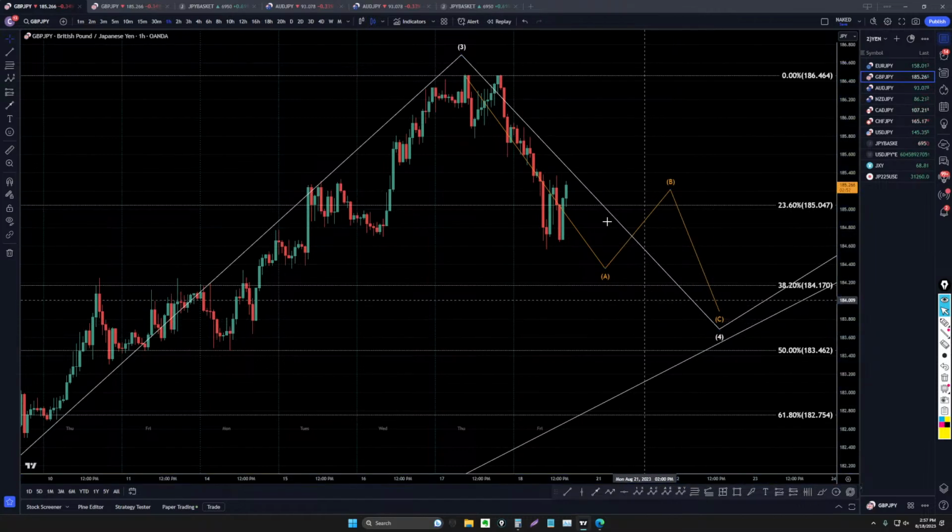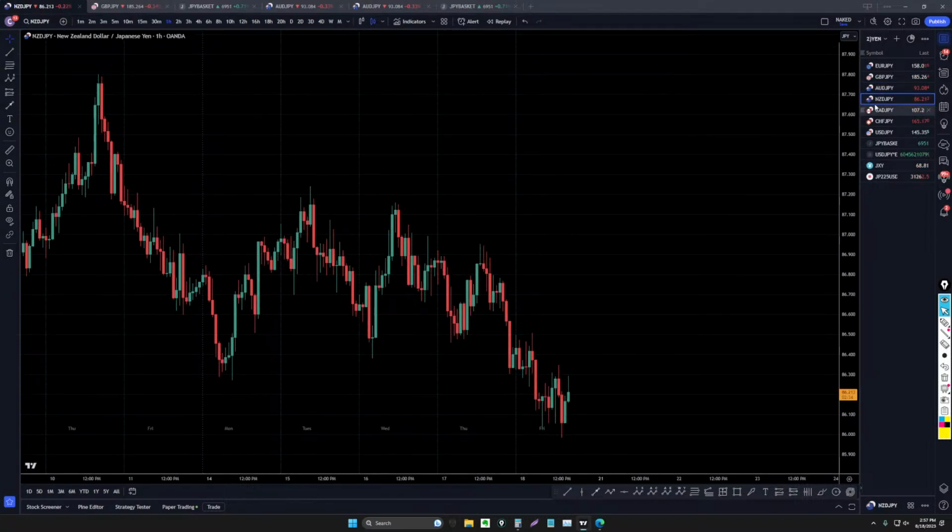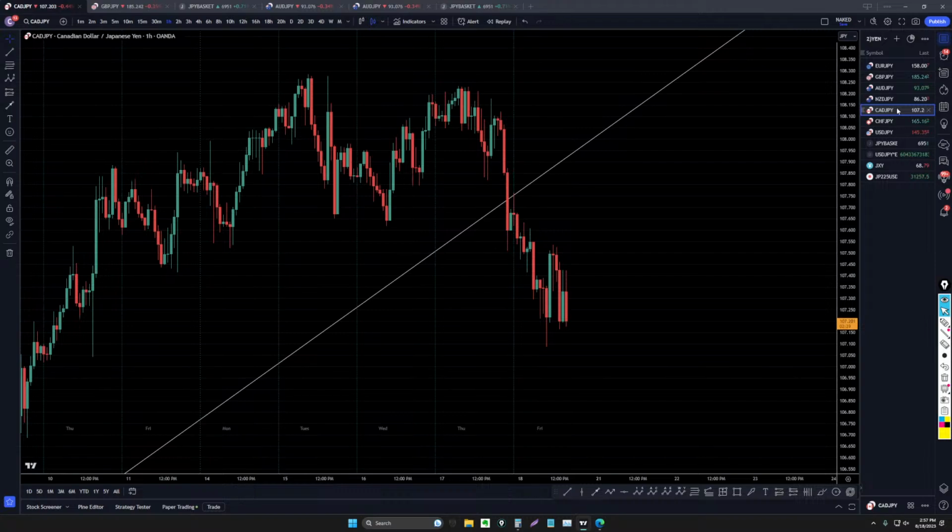So let's see. Yeah, it looks like we're in a wave 4. I think we're going to go down at least one more time for the wave 5 on this one. The Aussie is kind of different. I think I would have to continue to look for shorts on this, for sure. Same thing on the Kiwi. I think with the Aussie and the Kiwi, you're better off looking for shorts.